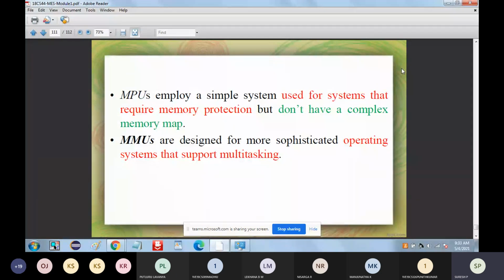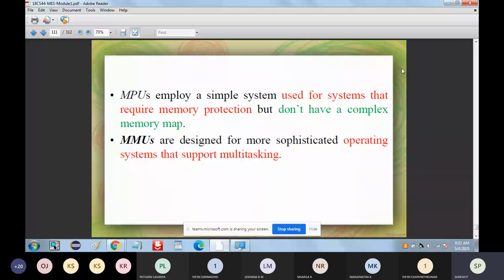So next, these regions are controlled. So when you don't have a complex memory map, how is it going to be used? This particular memory map is used since it is going to have the immediate protection. So these regions are controlled with a set of special coprocessors.